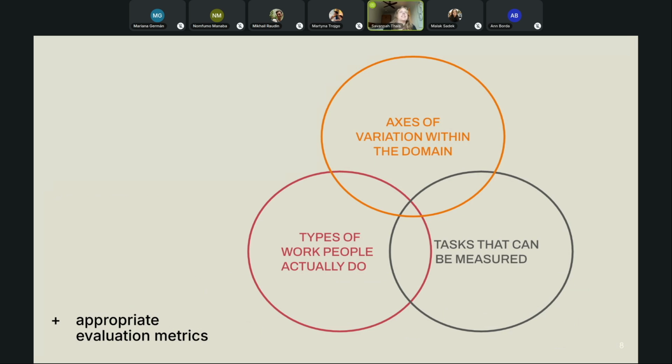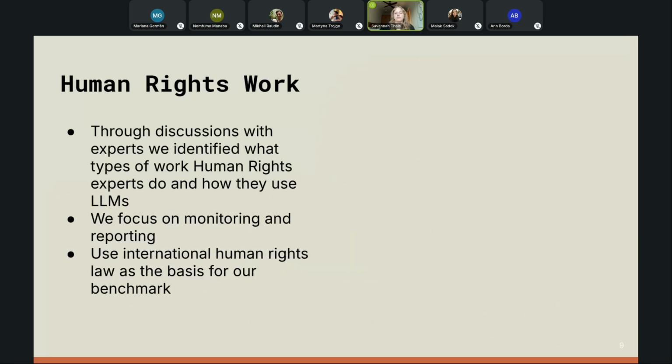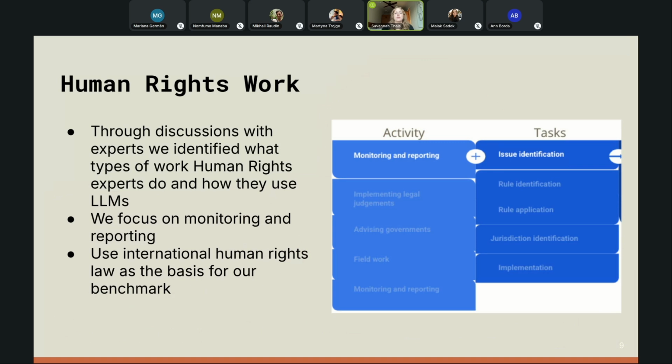And then the last component is building appropriate evaluation metrics. I'll come back to that at the end of the talk as a challenge point in this work. So mapping those considerations onto our specific human rights benchmark.